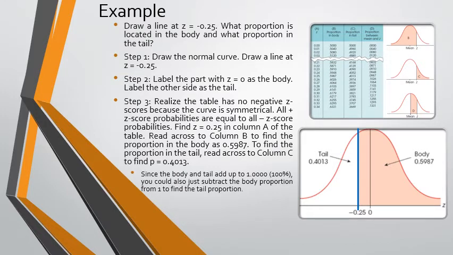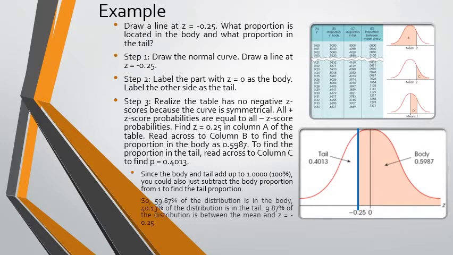You have to realize that a body and a tail for a certain z-score always add up to 1 because it's always 100% of the curve. Okay? So if you know the body, you could just subtract that body, 0.5987, from 1, and you would get 0.4013, the part in the tail, if you didn't feel like looking it up in the table. All right, so this means that 59.87% of the distribution is in the body, and 40.13% of the distribution is in the tail.